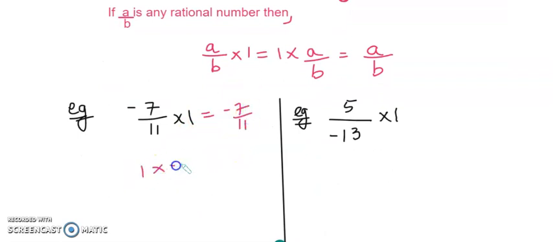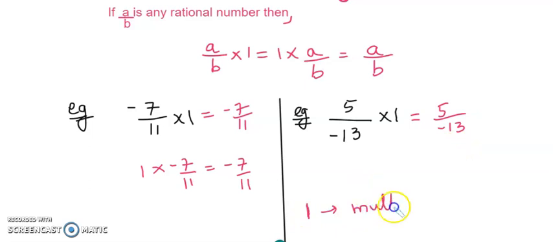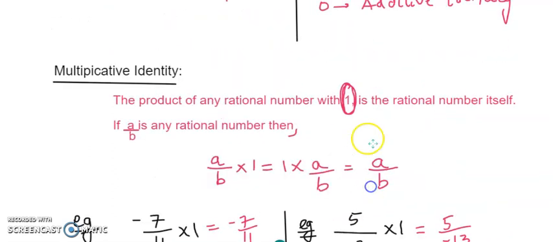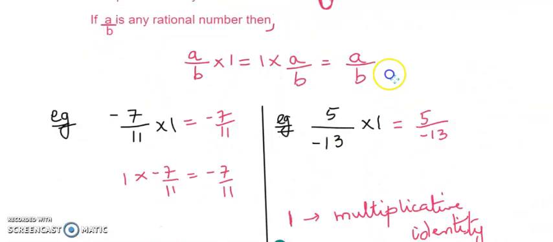Or I can say 1 multiplied by minus 7 by 11 is going to give me minus 7 by 11. It's not changing the answer. Similarly, 5 over negative 13, when it is multiplied by 1, it's going to give me 5 over negative 13. So here 1 is called the multiplicative identity. The number that when multiplied to the rational number doesn't change anything. It keeps the same rational number as such. So additive identity is 0 and multiplicative identity is 1.